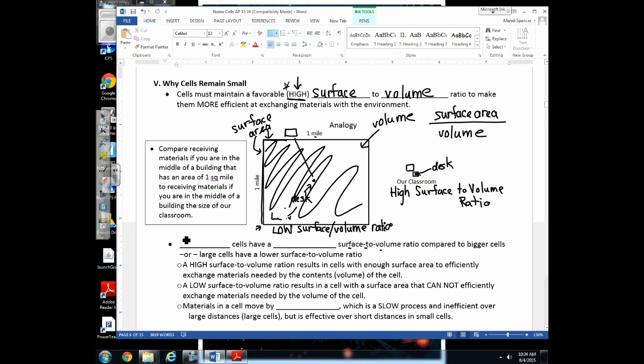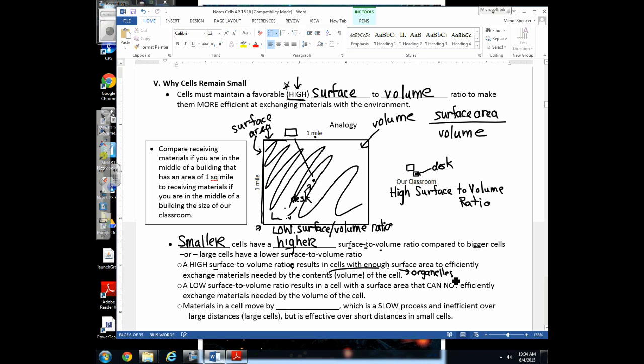When relating this to the size of cells, smaller cells have a higher surface to volume ratio compared to bigger cells. And that's what cells need in order to efficiently exchange materials with the environment. A high surface to volume ratio results in cells that have enough surface area to efficiently exchange materials that are needed by the volume of the cell, the contents of the cell. And what we mean by the contents of the cell, we're talking about organelles.